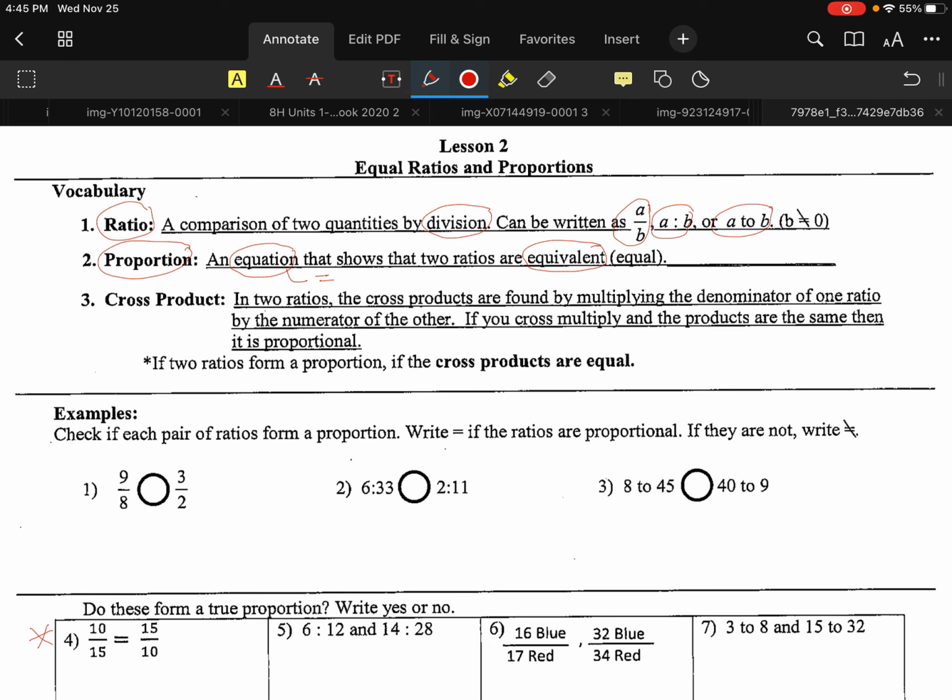In order to prove whether two fractions are equal or equivalent, or two ratios are the same, we're going to find their cross product. Product means multiplication. We know that from our previous chapters as well. In two ratios, two fractions, the cross products are found by multiplying the denominator of one ratio by the numerator of the other. If you cross multiply and the products are the same, then it's proportional. So if the two ratios form a proportion, the cross products are equal. So we're going to cross multiply today. When we cross multiply, if the products come out to be the same, then we know it's proportional.